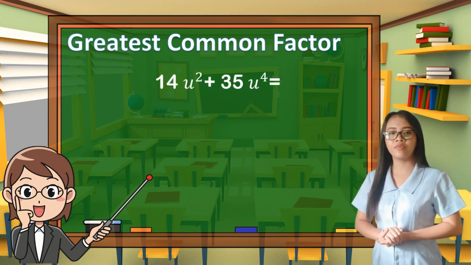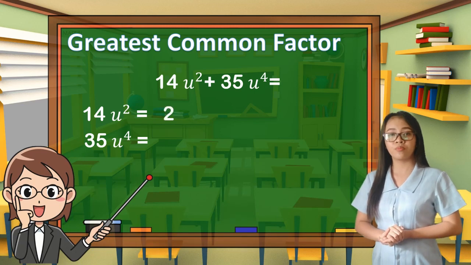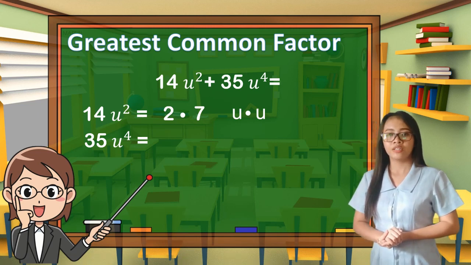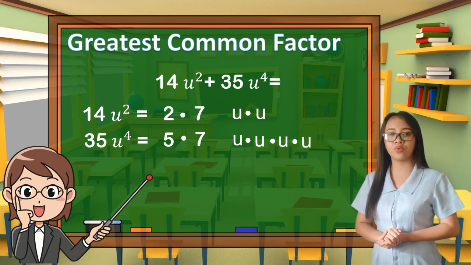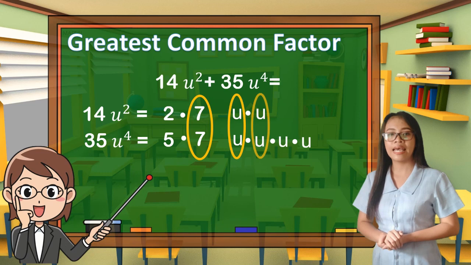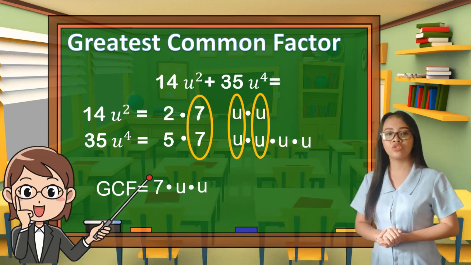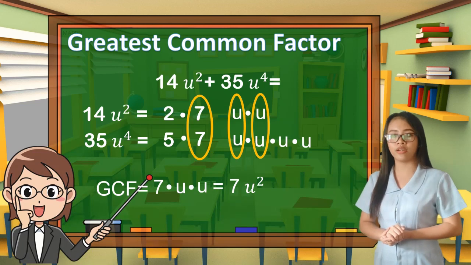And now, we will check if you got the correct answer. 14u squared plus 35u raised to 4. 14u squared can be expressed as 2 times 7 times u times u. 35u raised to 4 can be expressed as 5 times 7 times u times u times u times u. Next, we get the product of these common factors: 7 times u times u, and our GCF is 7u squared.